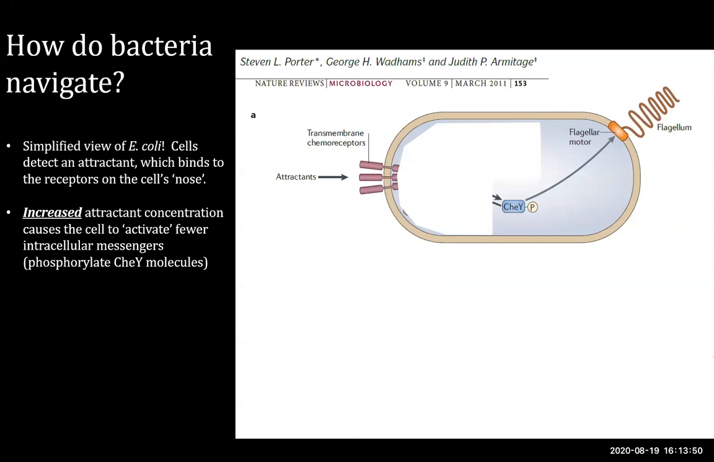So E. coli have a nose at one end of the cell made out of receptors, and when attractants bind to the receptors, something happens inside the cell. Now, usually there are these chemical messengers, these messenger molecules called CheY molecules that just float around, and sometimes they get a phosphate group plugged onto them. And there's an equilibrium level of phosphorylation and dephosphorylation. When the cell detects something that it likes, the phosphorylation is suppressed, so fewer of these messenger molecules have a phosphate group on them.